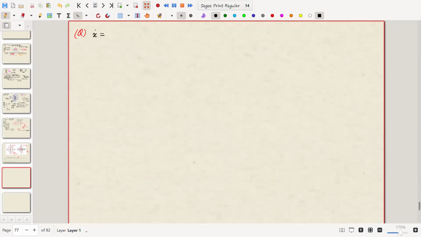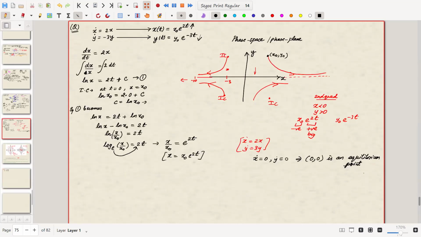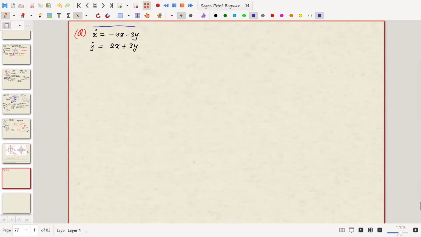Now we will take a coupled linear 2D system, that is x dot is minus 4x minus 3y and y dot equals 2x plus 3y. My question is, can you analyze this system? It takes a bit of additional effort and is more involved than the first system, which was quite easy. The first system was uncoupled: x dot is 2x, y dot is minus 3y. But this system is new in the sense that it is a coupled system.